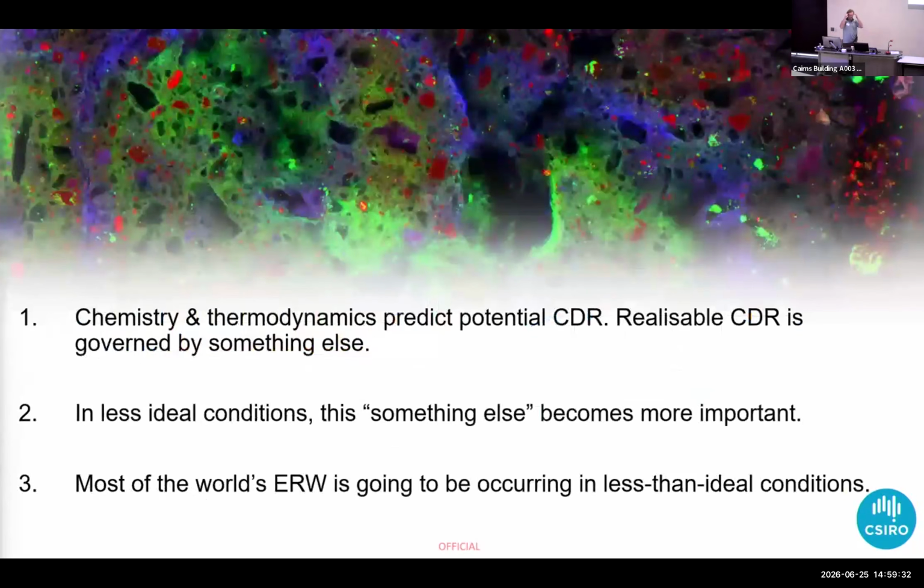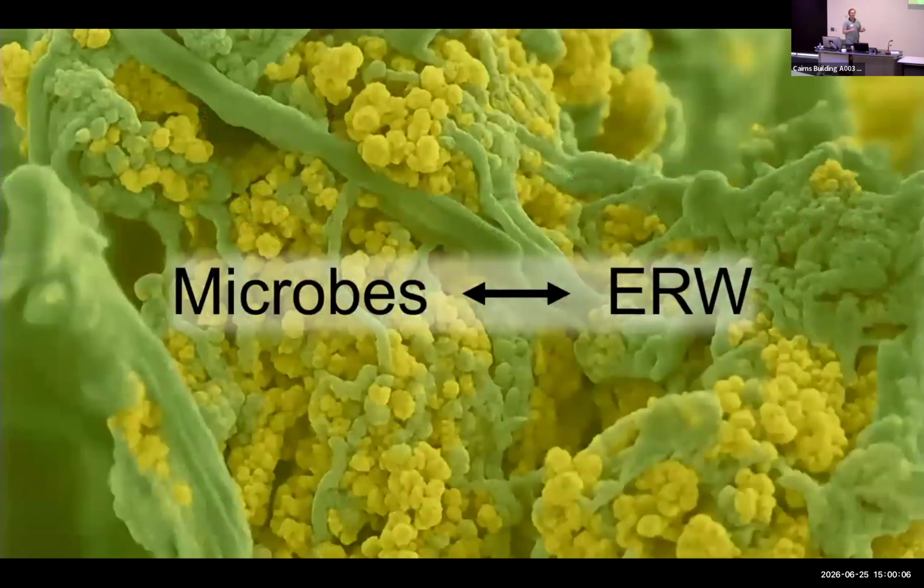And this is what rattles around in my head all the time. Chemistry and thermodynamics predict potential CDR, but realizable CDR is governed by something else. In less than ideal conditions, this something else is going to become more and more important, especially because most of the world's ERW is going to be occurring in less than ideal conditions. This something else is going to be site-specific. It's going to change region to region. But one something else that is going to be happening wherever this process is occurring is the microbial community that drives this process.